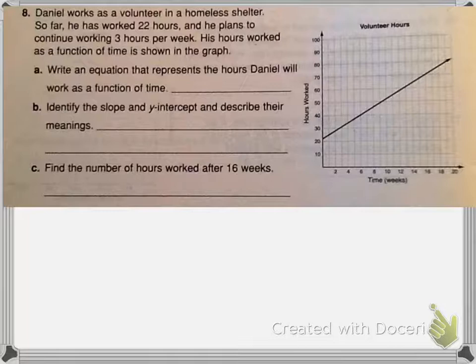All right, so we need to look at where it crosses the y-axis. Well, remember, y equals mx plus b. B stands for beginning. How many hours did he begin with? He began with 22 hours. So that's my y-intercept right there. So I'm going to have plus 22. And I know I'm going to have y equals something x. Well, it told you. How many hours per week is he working? 3. So 3x. There's your function.